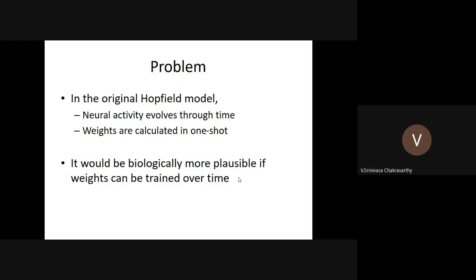It's like, suppose you want to learn a subject for an exam. Tomorrow for the NSEM Comp Neuroscience, you have to learn a lot of things. It's like somebody calculates the synapses that you need to mug up this exam and then just puts them in your brain. That's not what happens, right? That's absurd. You go through the materials over and over, slowly, and some connections change in your brain, and that's how you begin to encode the information necessary to learn the subject. So it would be biologically more plausible if weights can be trained over time.